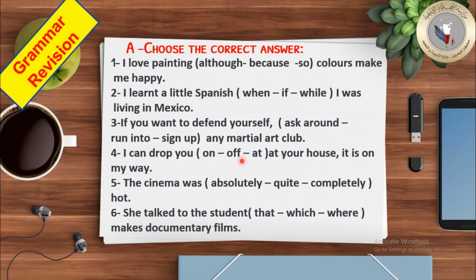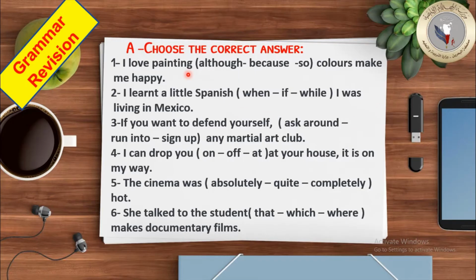So now we come to the next exercise for grammar revision. So please pay attention with me to how to deal with such type of grammar questions. Especially grammar requires high focus or concentration from you to choose the correct answer.